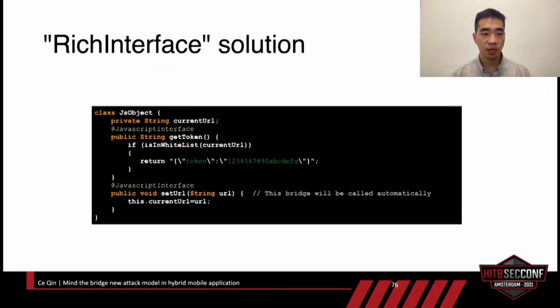This is a demo using rich interface. We can see it is quite simple. The only thing you need to do is add a JavaScript interface named setURL, and this bridge will be called automatically when the bridge getToken is called.